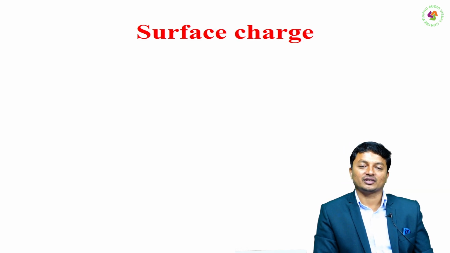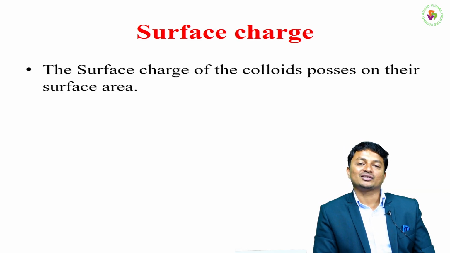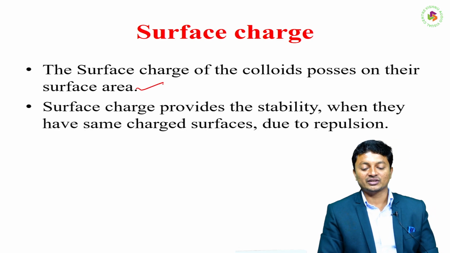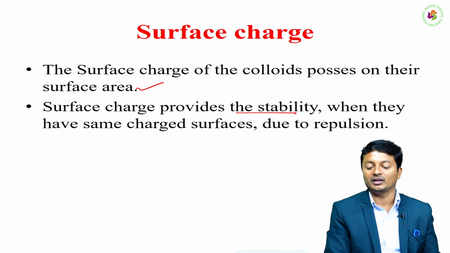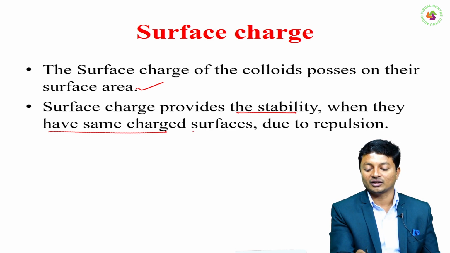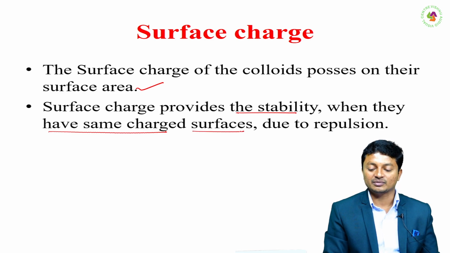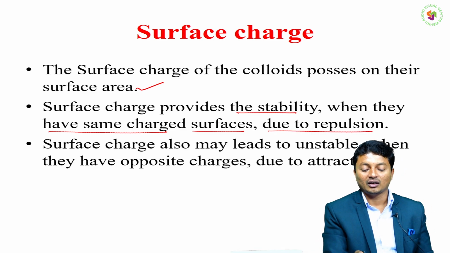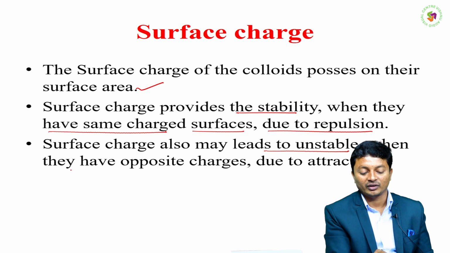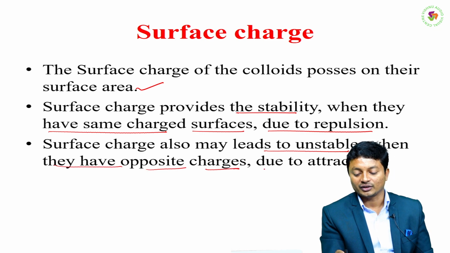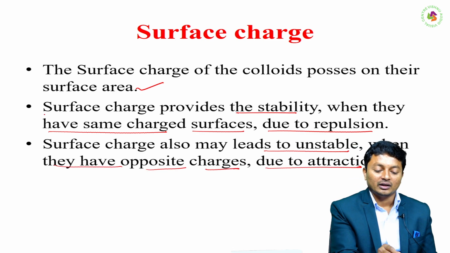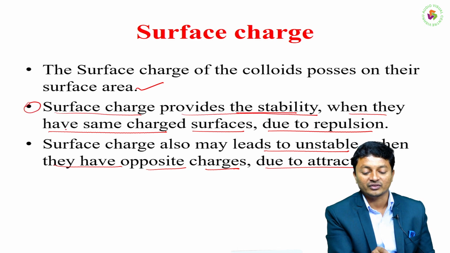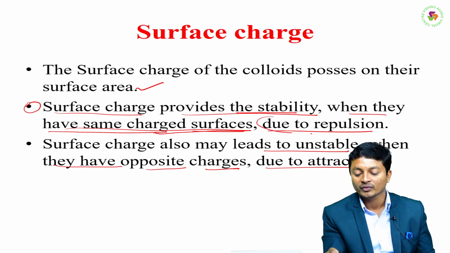Another property, that is surface charge. The surface charge of colloids exists on their surface. So the surface charges will provide stability when they have same charged surfaces on the dispersed phase or dispersion medium due to repulsion. Surface charge also may lead to instability when they have opposite charges due to attraction. So in this statement, surface charge provides stability when they have same charge surfaces due to repulsion.